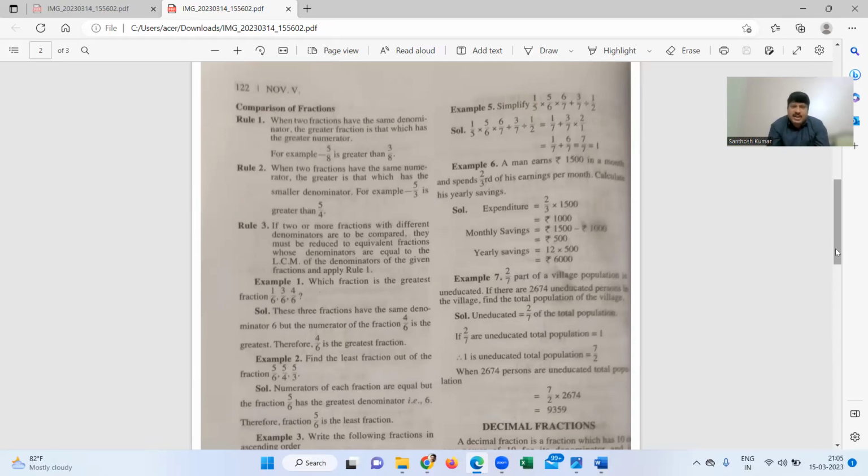Okay, right. Now, rule 3. If 2 or more fractions with different denominators are to be compared, they must be reduced to equivalent fractions. That means if you want to compare the fractions, the denominators should be the same. If the denominators are the same, you can compare the numerators and tell which is bigger and which is smaller. So the first thing is, if you want to compare the fractions, you have to make those fractions like fractions. Understand? Right.